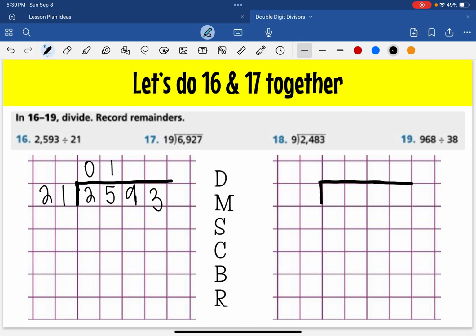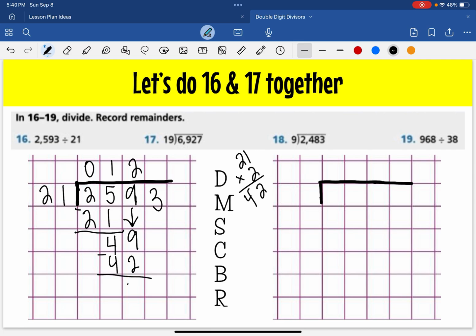So I'm going to put a 1 here, 21 here, subtract. So now that I'm subtracting, 25 minus 21, we get 4. Now we check. Is 4 less than 21? Yes, I'm good. I can bring down my 9. So now I ask myself, how many times can 21 go into 49? So I'm going to do math off to the side. So 21 times 2 would be 42. So that's the closest we're going to get.